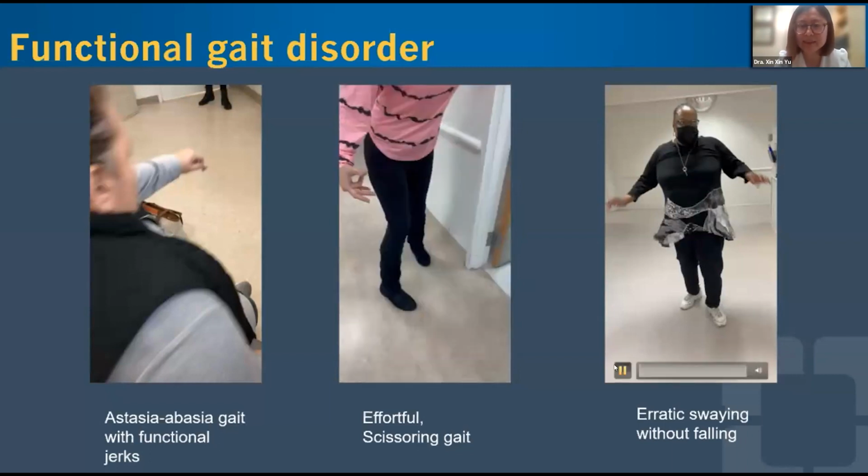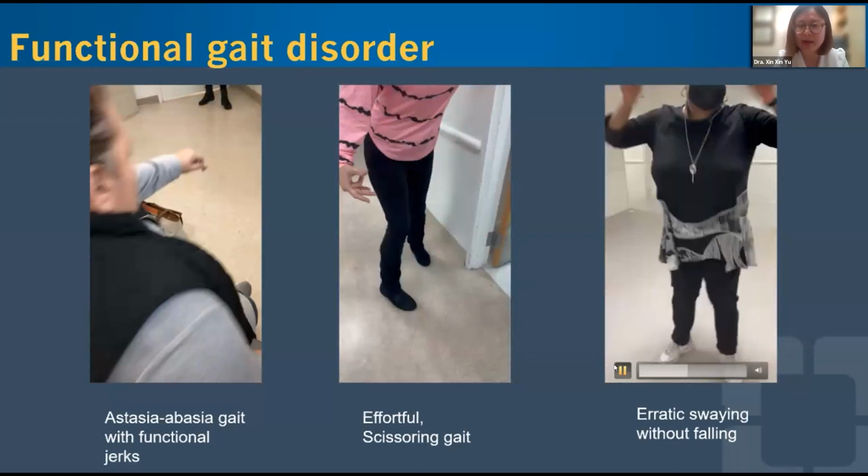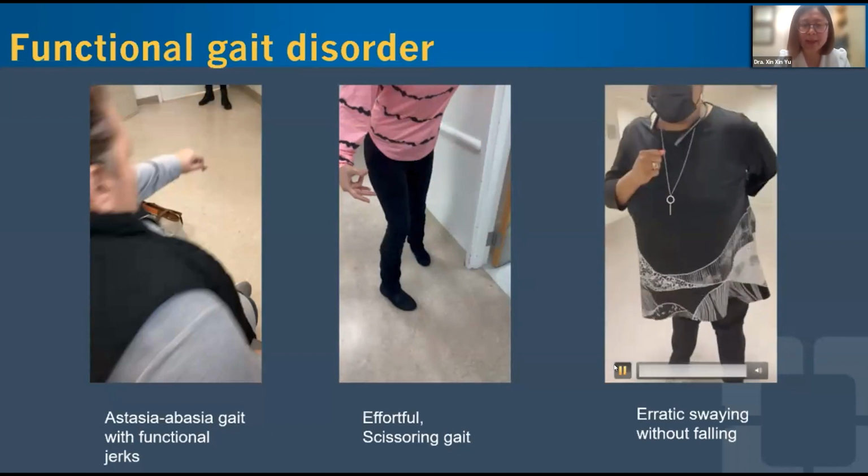And lastly, in this video, this person demonstrated a very erratic swaying without falling. Although I do have to say that it is less likely for patients to fall with FMD, there are some patients that do have falls, either with or without injury.